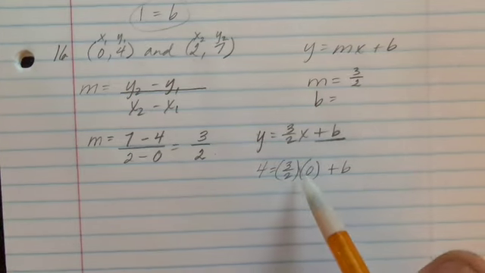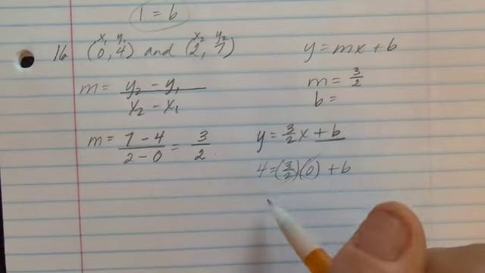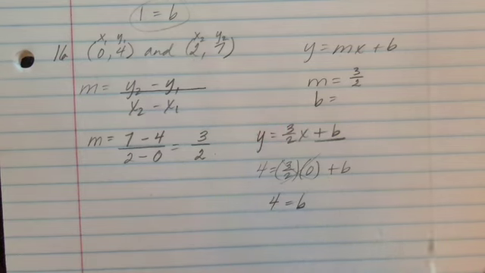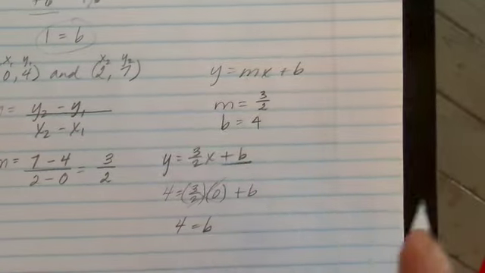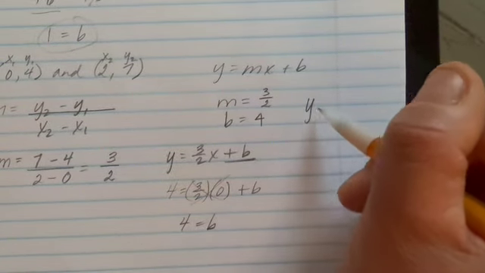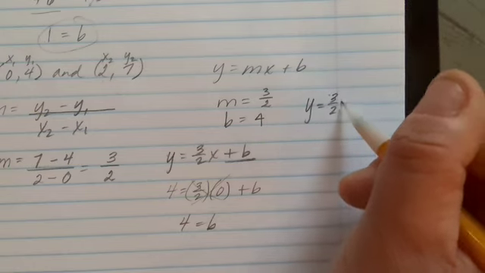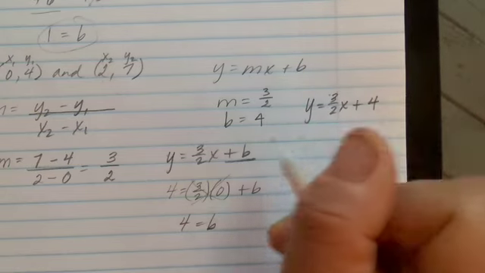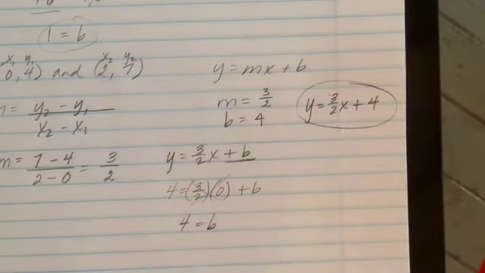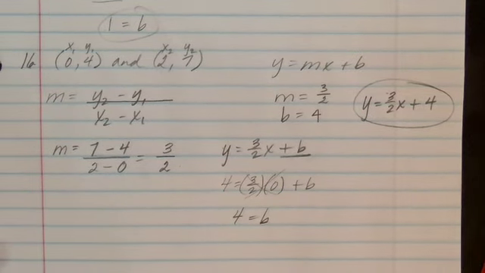I like that because anything times 0 is 0, so just get rid of that. And 4 equals b, so I know that b equals 4. So to write the equation of my line now, it's super easy. I have y equals m, 3/2, x plus b, which is 4. Okay, excellent. That is number 16.